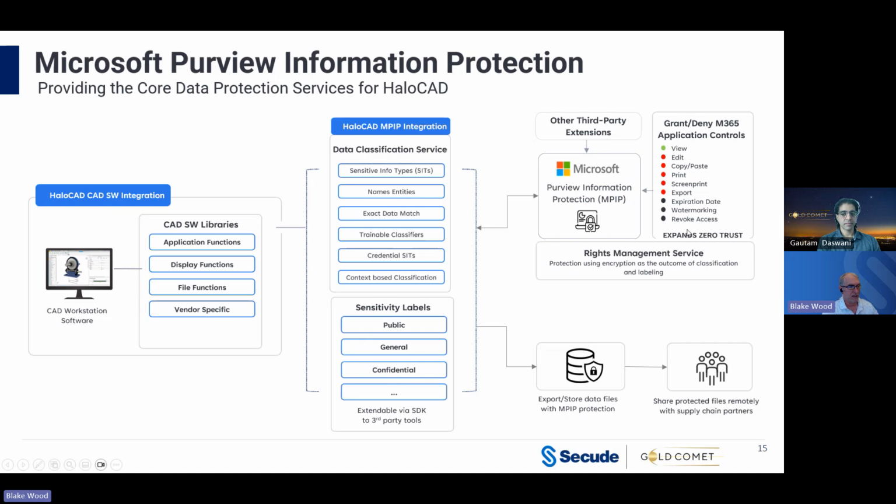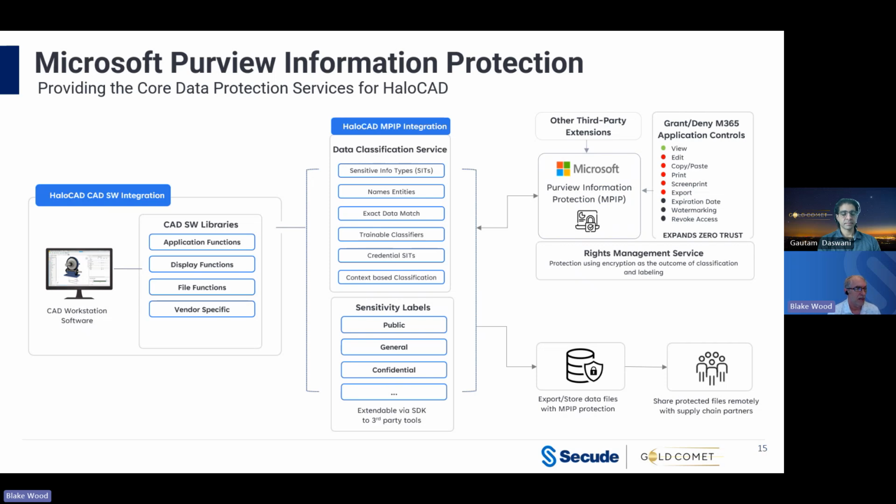One of the things that Microsoft Purview Information Protection has built in, because it was originally designed for MS Office applications, is the ability to truncate application functions. So you can define a policy that says, hey, I want management to have complete rights to modify this file, but for everyone else, they can only view it. We can do that with Microsoft Purview Information Protection.